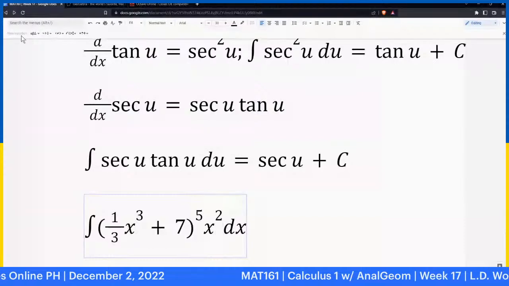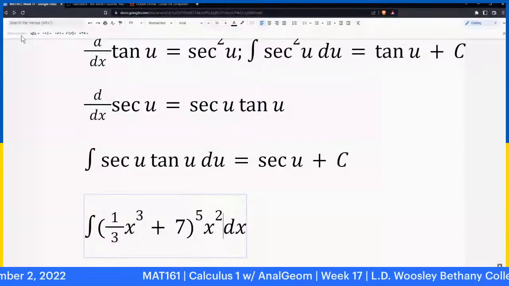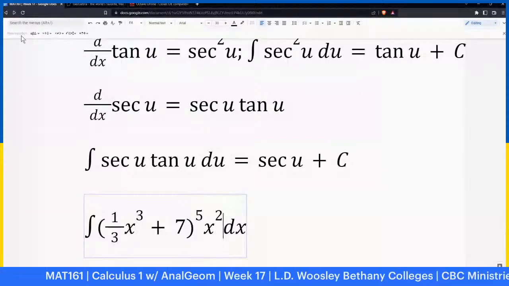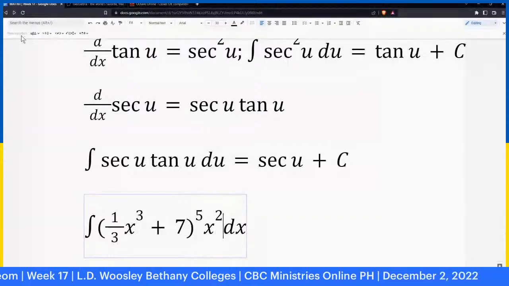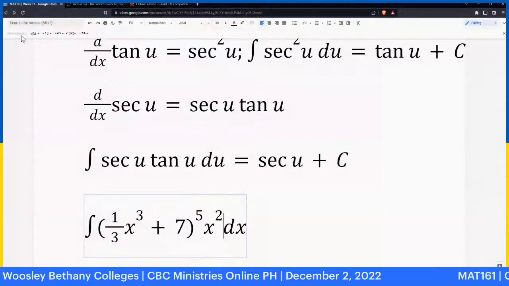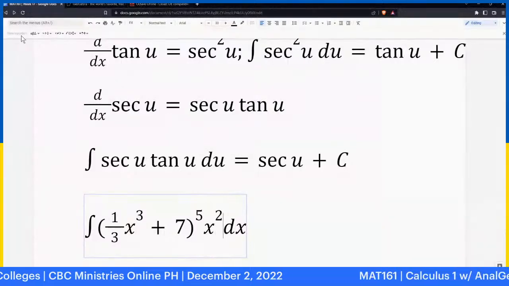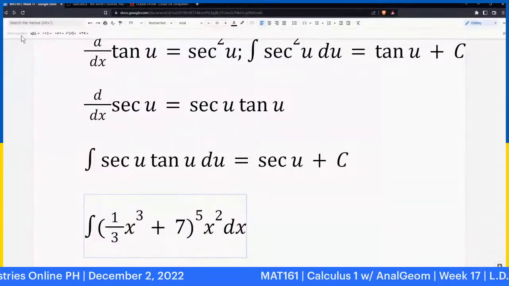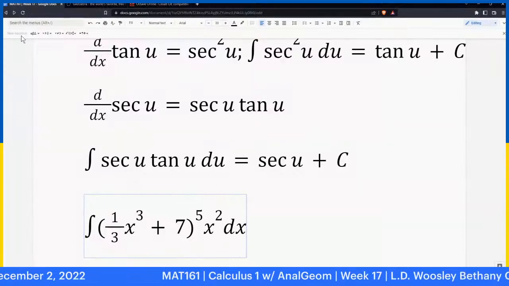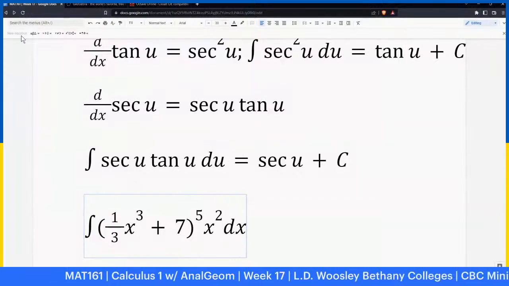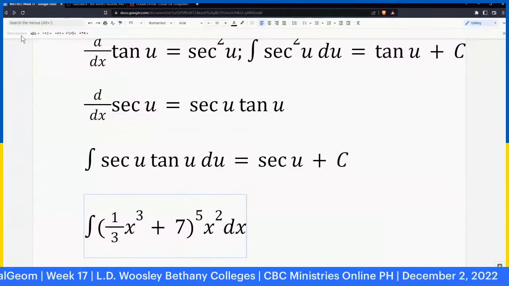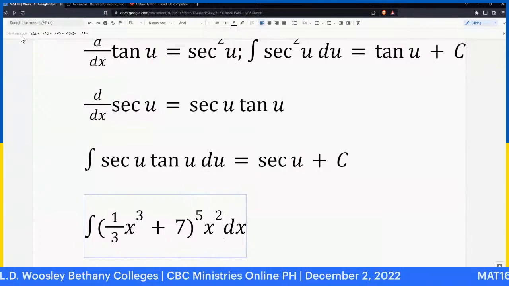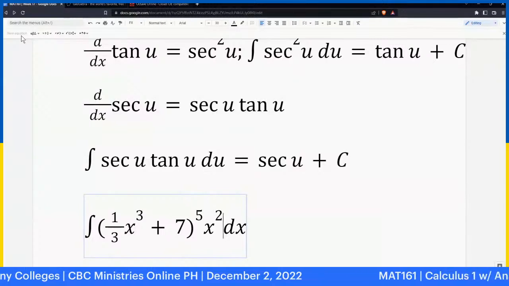Again, what do you think is the methodology? Will you expand? No? I don't think that's the best option. So let's just analyze. Perhaps there's a U and a DU form. In this case, I cannot go form, so it must be an exponential function in terms of U raised to N.